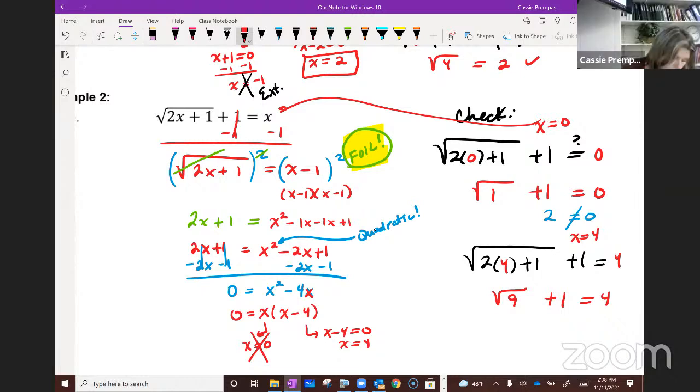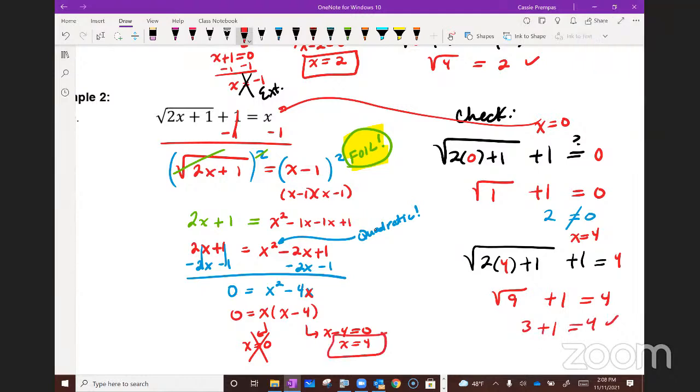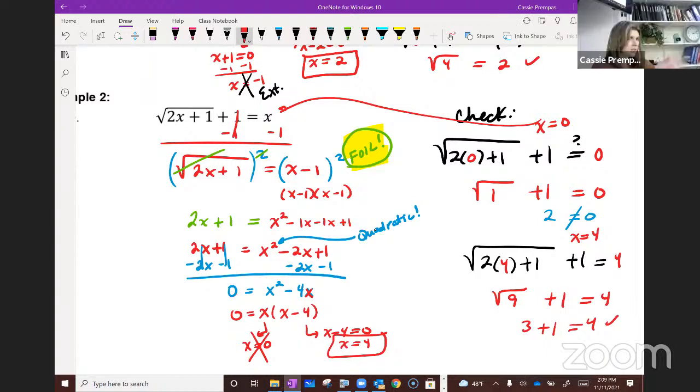That's okay. So then we get 3 plus 1 gives us 4, which I think does work. So that should work. All right, guys, how did we do? Did we get x is equal to 4 is actually the only one that works here? All right, next page.